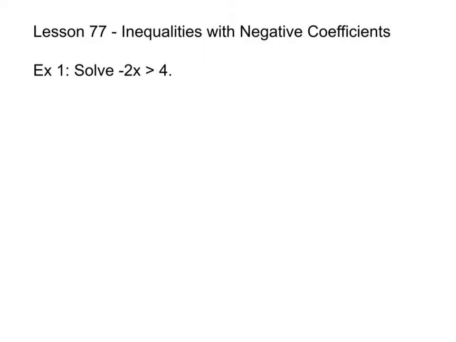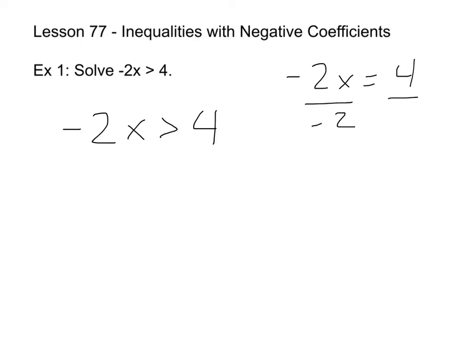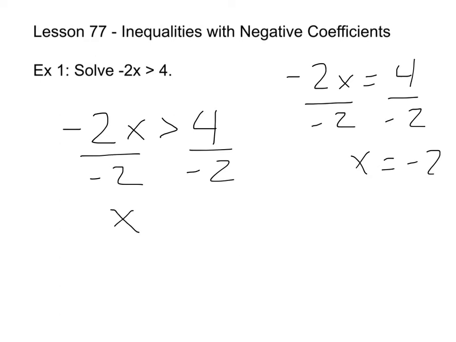It says to solve negative 2x is greater than 4. I'm going to start by copying down the problem. Negative 2x is greater than 4. And as always, if we were to take a look at our regular problem, negative 2x is equal to 4, we would solve for x by dividing both sides by negative 2. Nothing changes. That's exactly what we want to do here with our inequality. We want to divide both sides by negative 2. And in doing so, we get x is greater than negative 2.